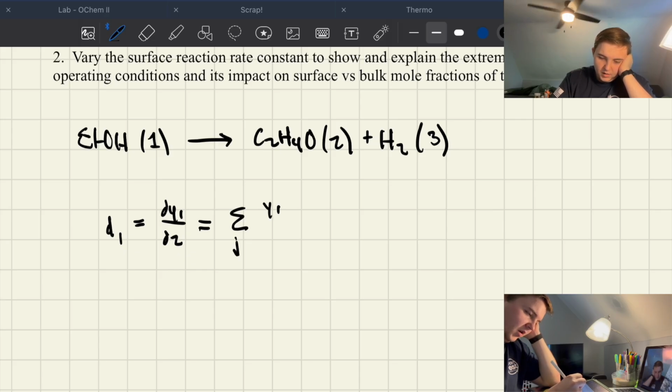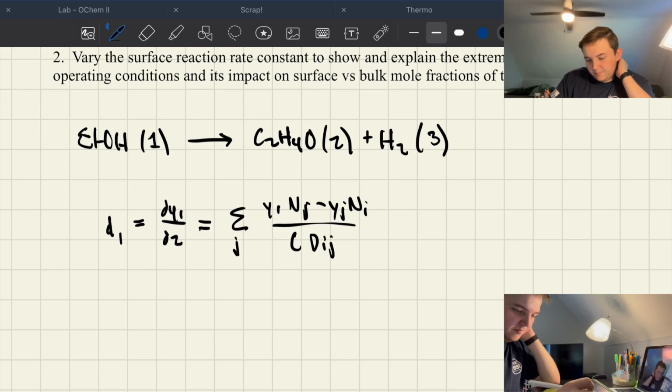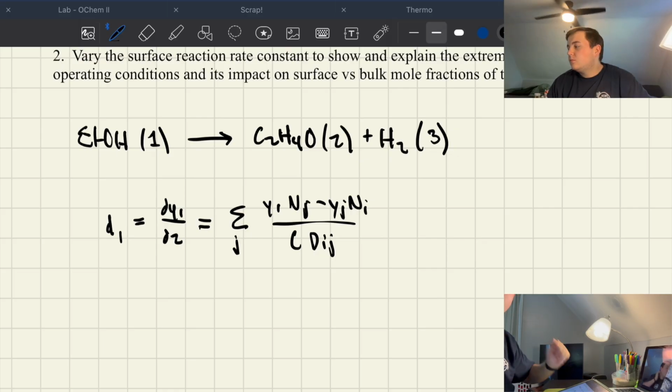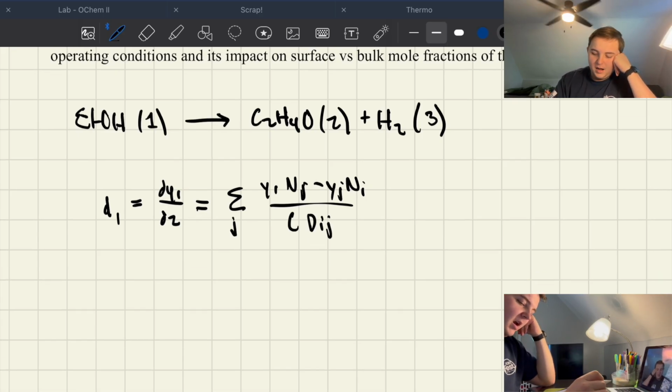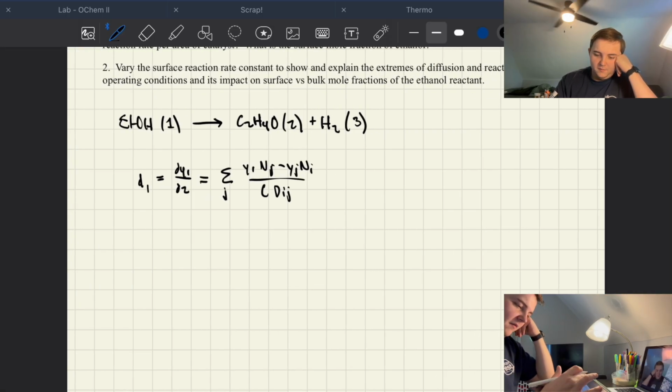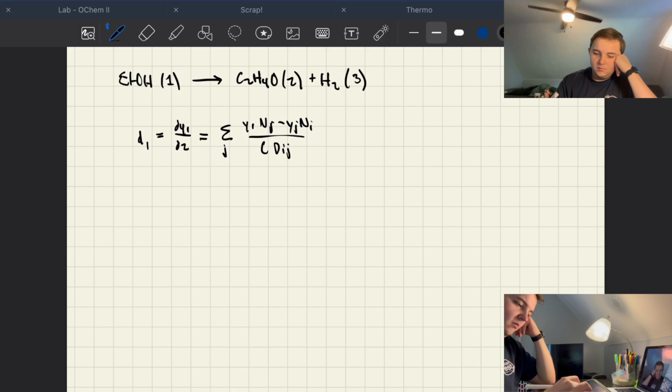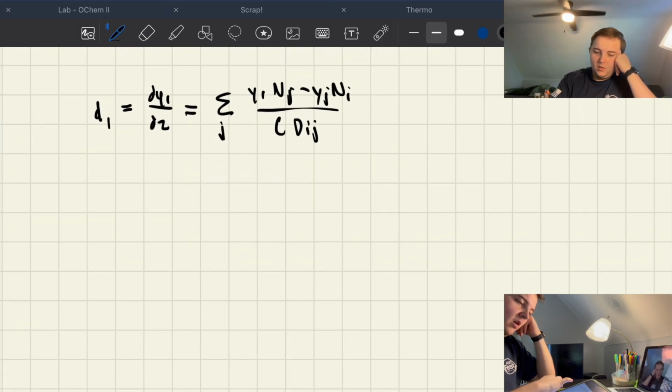Exactly what we did for this last homework problem, which is (y_j N_i minus y_i N_j) over D_ij times concentration. So that's our driving force, and like we already did it with homework 2, but I just wanted to rewrite it. So now we can find values for ethanol and acetaldehyde using our Maxwell-Stefan equations.